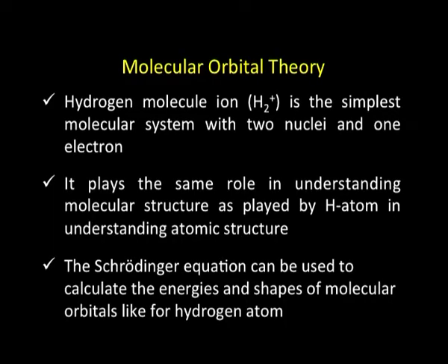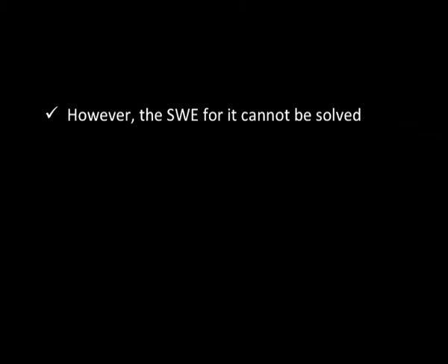Now, when we talk about molecule formation in the context of molecular orbital theory, we take the hydrogen molecule ion to be the simplest possible system. How do we go about this? We try to formulate the Schrodinger wave equation for it and solve it to calculate the energies and shapes of different molecular orbitals. But even with such a simple system, we find that the Schrodinger wave equation for even the hydrogen molecule ion cannot be solved.